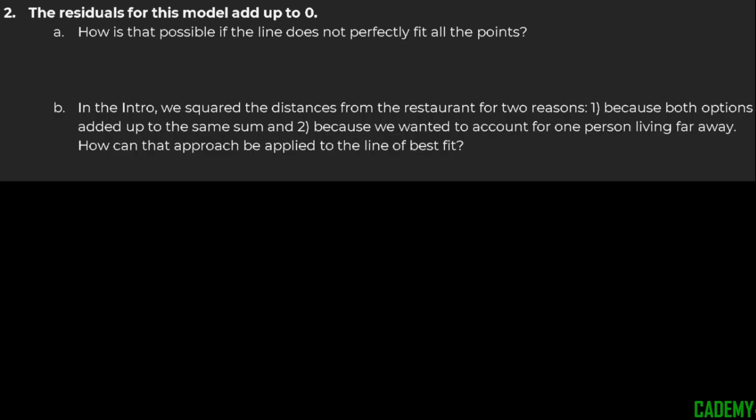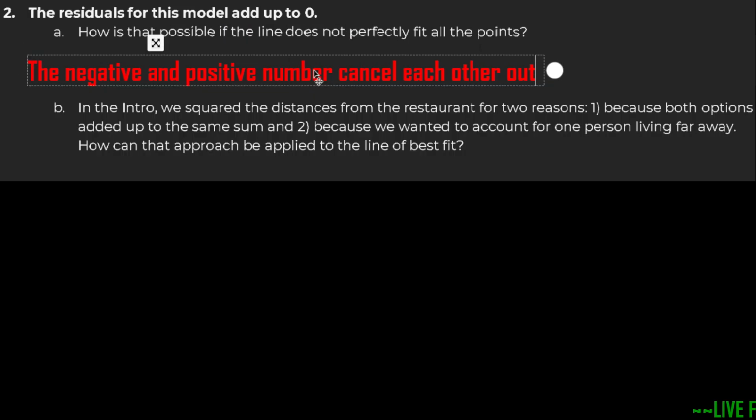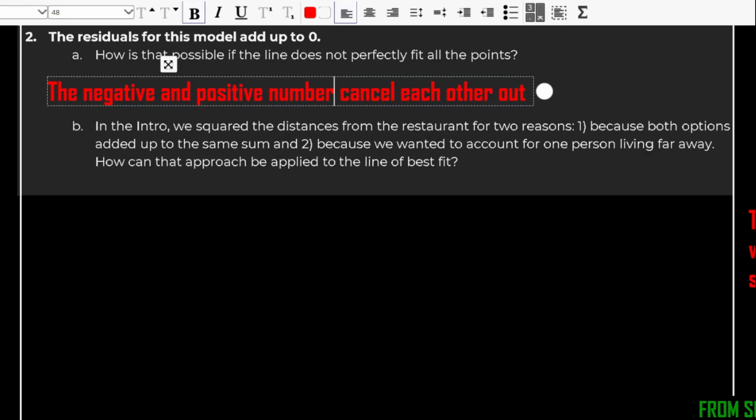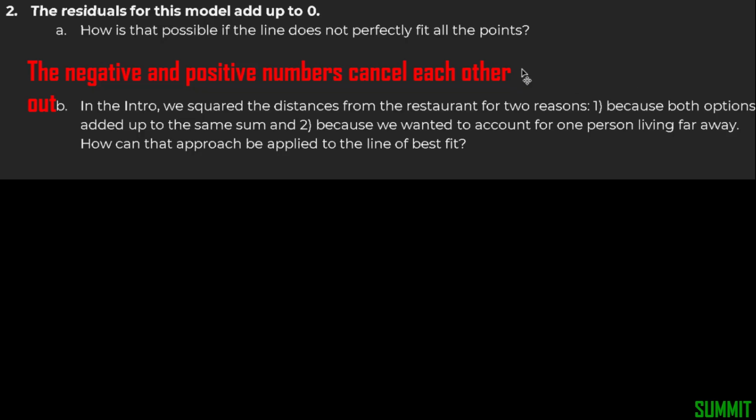Then for number 2, it says the residuals for this model all add up to 0. How is that possible if the line does not perfectly fit all the points? So what we could say is the negative and positive numbers cancel each other out.